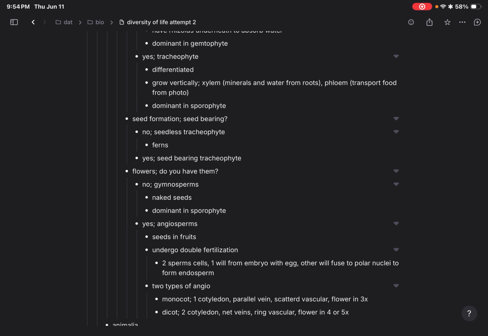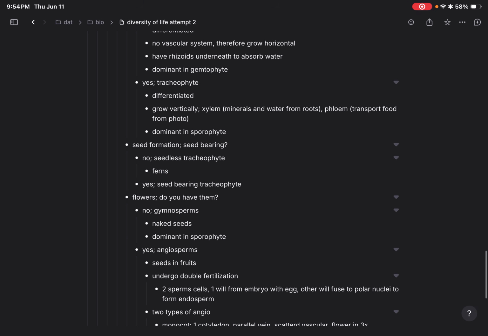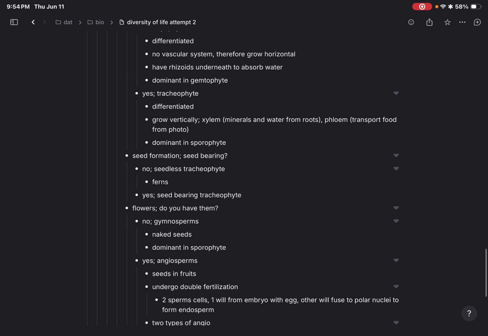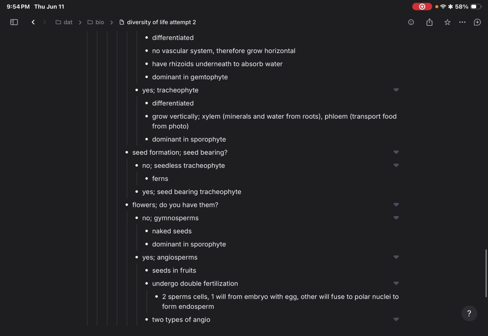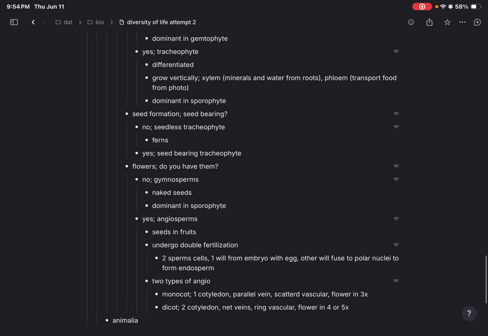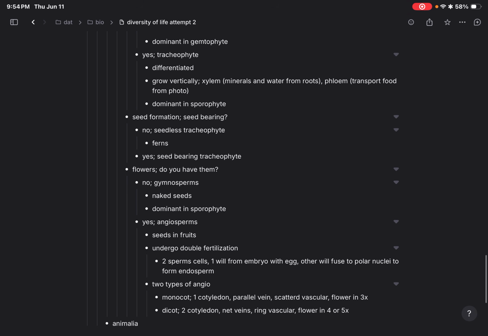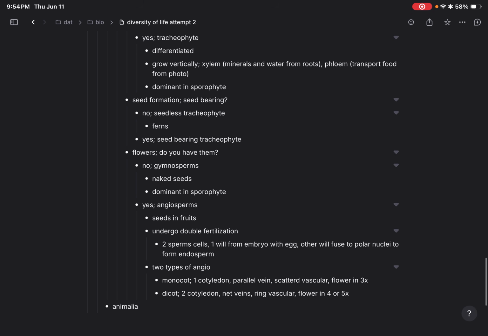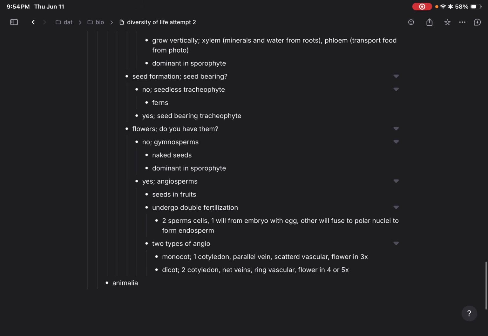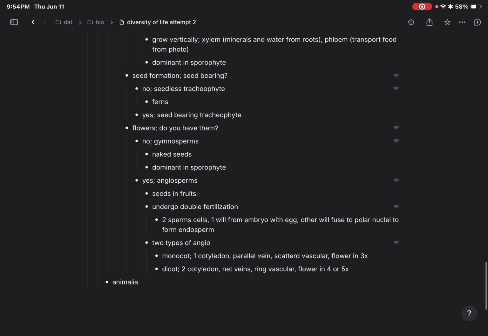Now we have seed formation. Do you make seeds or not? Seed bearing only happens in tracheophytes. So if you do not do seed formation, you are a seedless tracheophyte. If yes, then you are a seed bearing tracheophyte. Pretty simple, yeah? So now flowers. Do you have them? If yes, you are called an angiosperm. If no, then you're called a gymnosperm. So no equals gymnosperm, which means you have naked seeds. That means you just make pine cones and stuff. These will be dominant in the sporophyte.